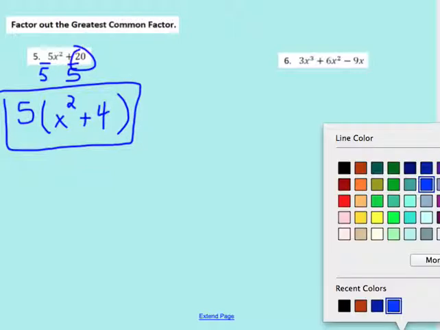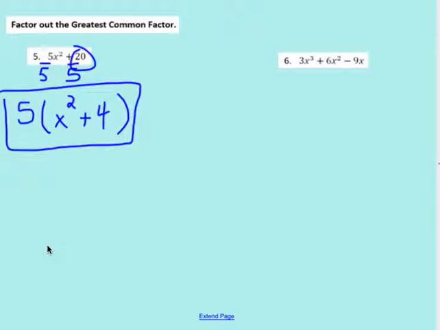So for number 6, I'm trying to figure out what divides 3, 6, and 9, and that's going to be 3. I have x to the third here, x squared here, and x here. So I can take out an x. So I'm going to divide each of these by 3x.